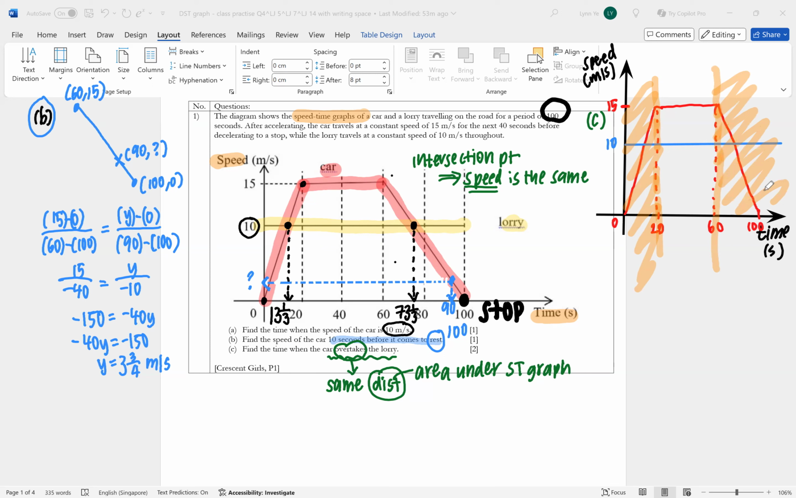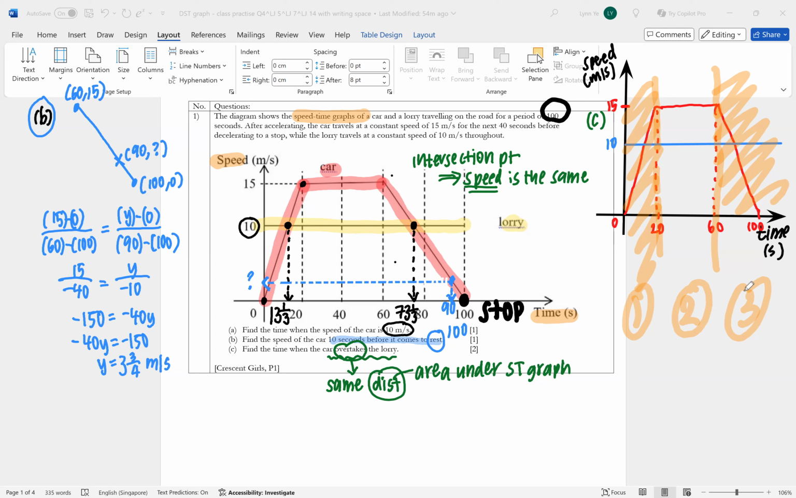So where do you think the overtaking will happen if you use a little bit of logic? Do you think zone 1 will overtake or not? Will the car overtake the lorry in zone 1? Yes or no? No. Why? Because the lorry already had a head start of 10, right? The car is still accelerating, correct? So at zone 1, will the overtaking happen?